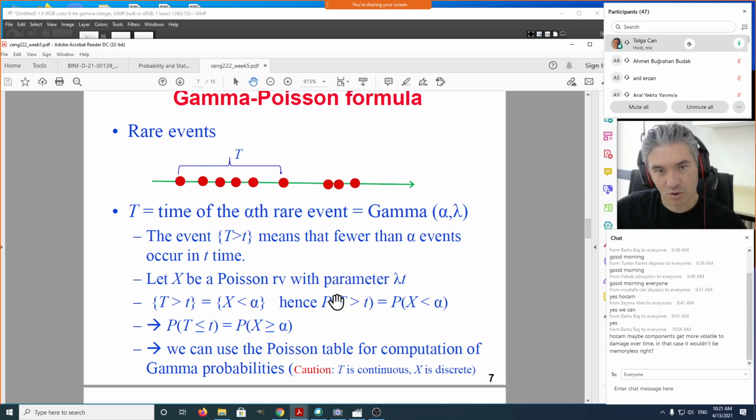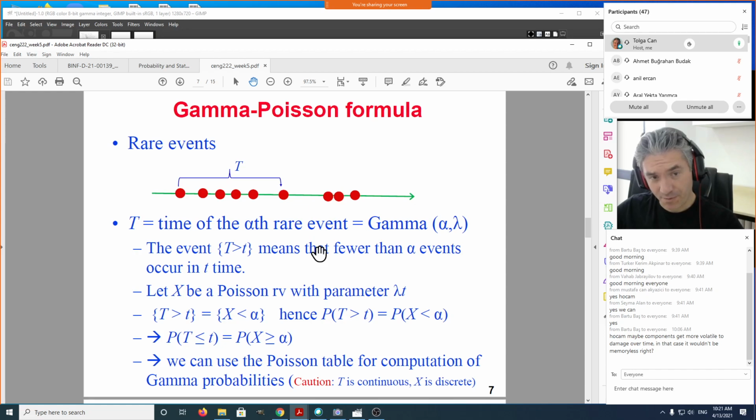So the last thing I'm going to talk about today is this Gamma-Poisson formula, which allows us to solve gamma random variable related problems by using the Poisson distribution. So they are related. You may have to take your time to understand how two random variables are converted from one to the other. And another interesting thing is that gamma is a continuous variable, while Poisson is a discrete variable, so we have to be careful when we are computing these probabilities. So let's take a look at this.